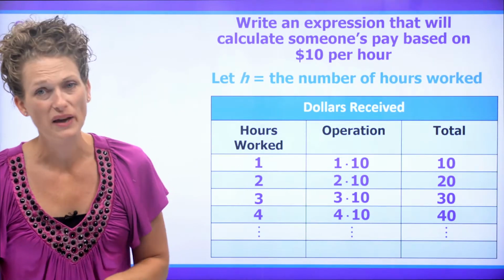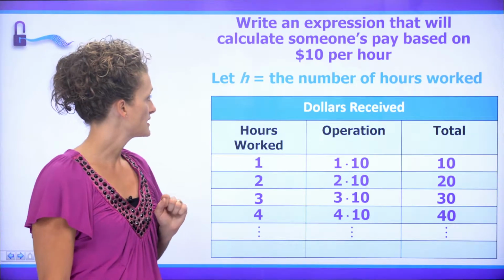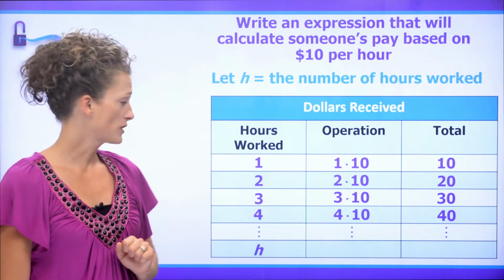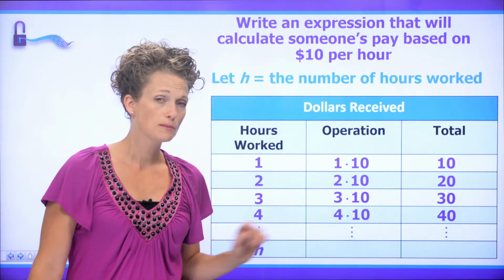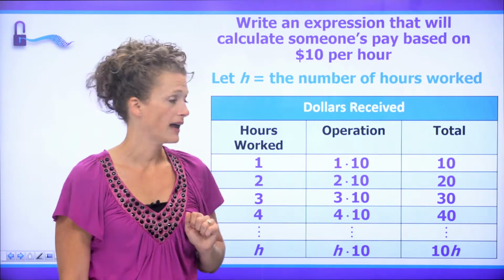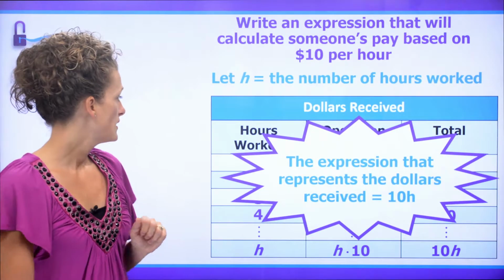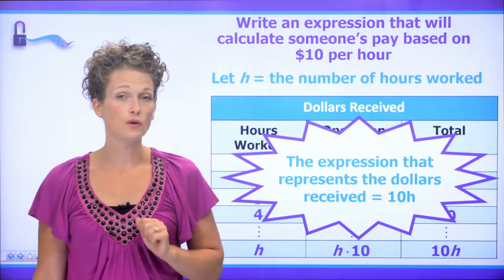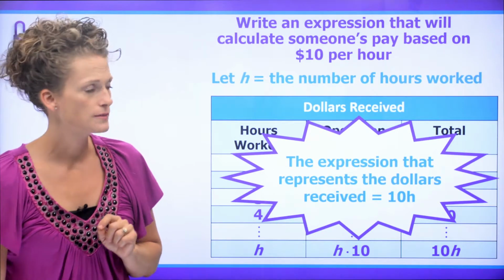Again, let's jump ahead and let's say that h is the number of hours worked, so we're going to do the same operation, h times 10, which gives us 10h. So the amount of money that the person receives is going to be $10h.